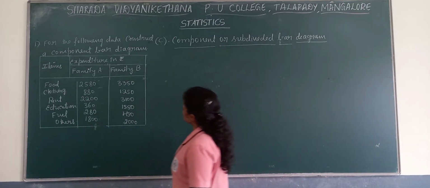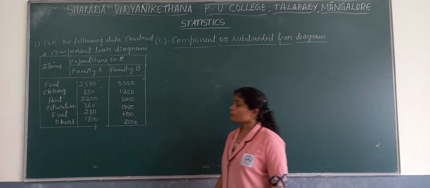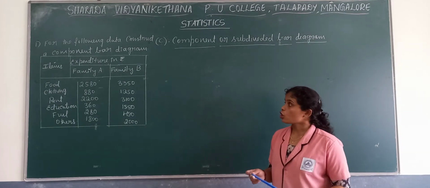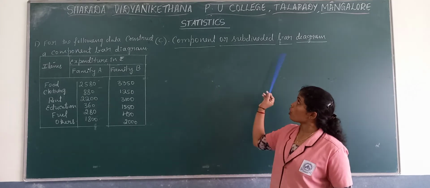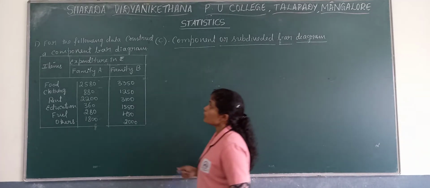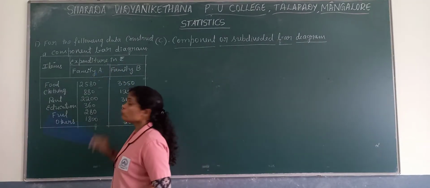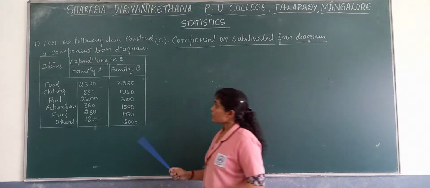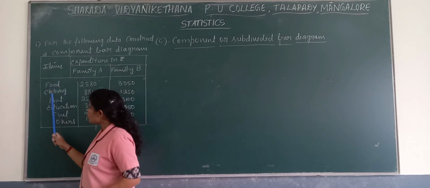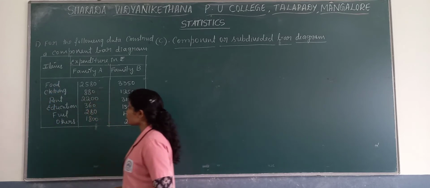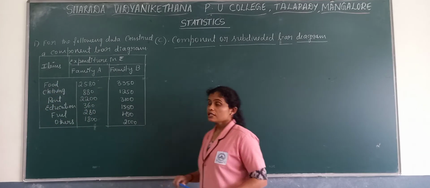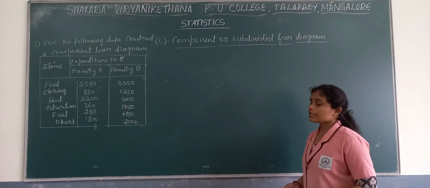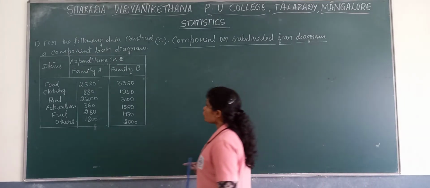For the following data, construct a component bar diagram, that is, a component or subdivided bar diagram. They have given the expenditure of two families, family A and family B, on food, clothing, rent, education, fuel and others.